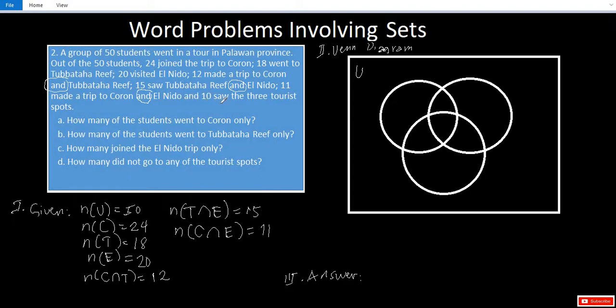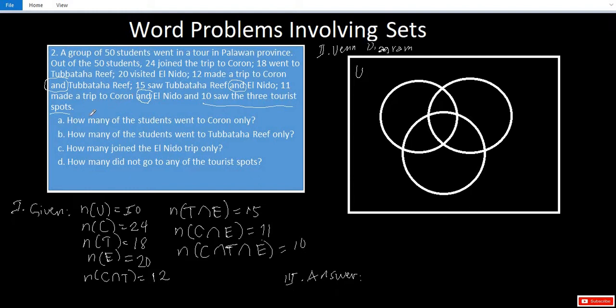And we have here the given: 10 saw the three tourist spots. What is the meaning of this statement? This would mean that these ten students were able to visit the three tourist spots, the three sets: Coron, Tubataha Reef, and El Nido. So therefore, 10 is the cardinality of C intersection T intersection E. So 10.